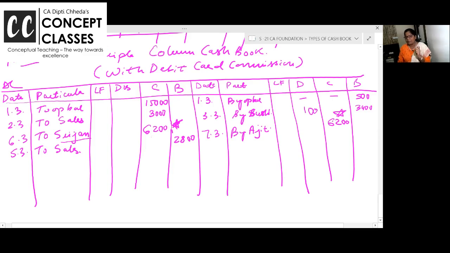Star mark at both the places. I'll give you a note for this. Okay. Next now. One more check I have received. 6,800 directly I deposited in the bank.